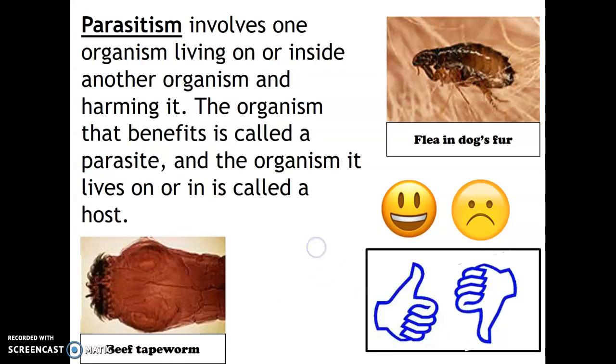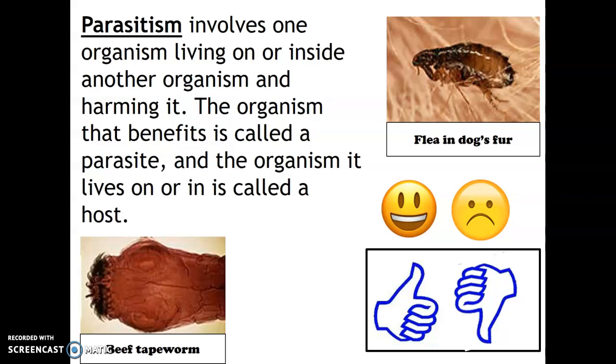Parasitism is the last example. Parasitism is when one organism lives in or on something else and harms it. The organism that benefits here is called the parasite, and the organism that's being hurt is called the host. An example you're probably familiar with, if you have pets, you probably give them flea medicine. Your pets are prone to fleas and ticks. They live in the fur of your pets. They bite your pets just like mosquitoes or something would bite us.